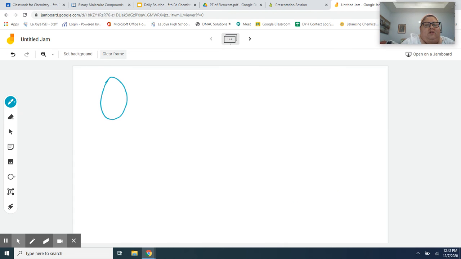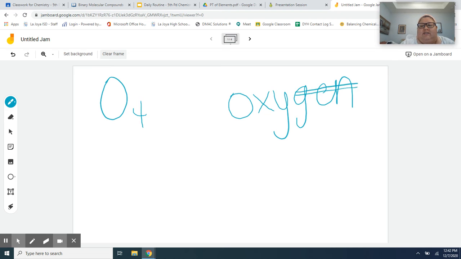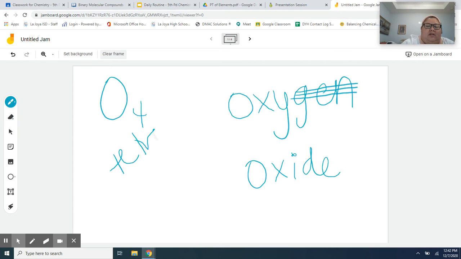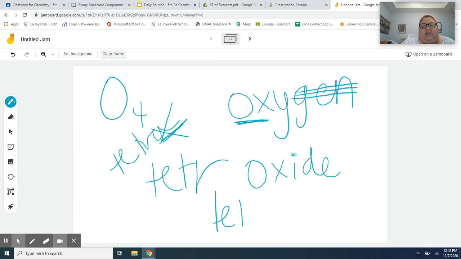If you have O with a 4, right? You got an O and a 4. You know that you're working with oxygen, but the rule says take this part away and add oxide. Okay, I did that. But since my prefix is supposed to be tetra, it ends in A, but this guy ends in O, so the A goes away, and all you write is TETR, oxide. Tetroxide.